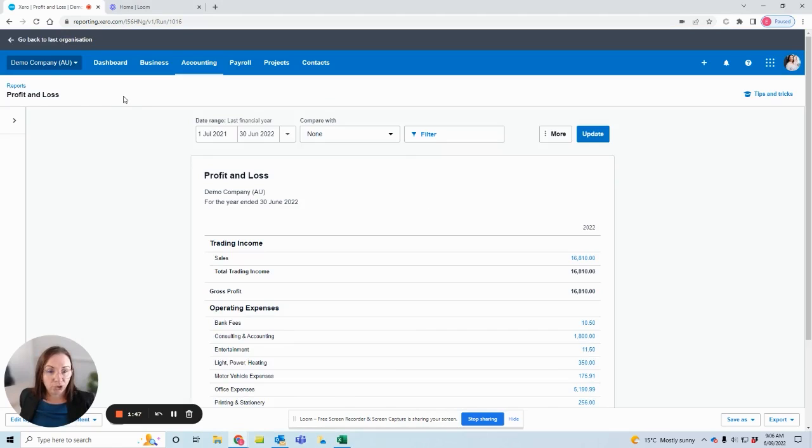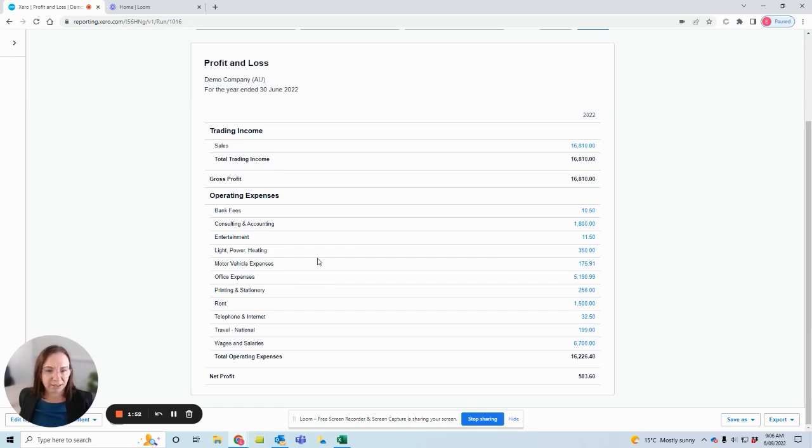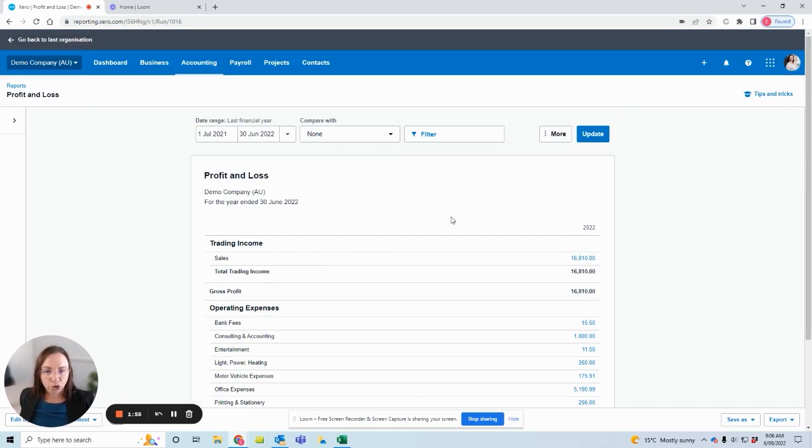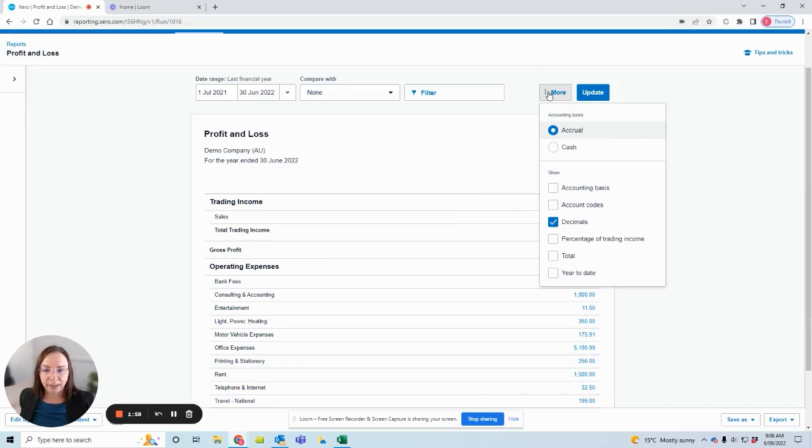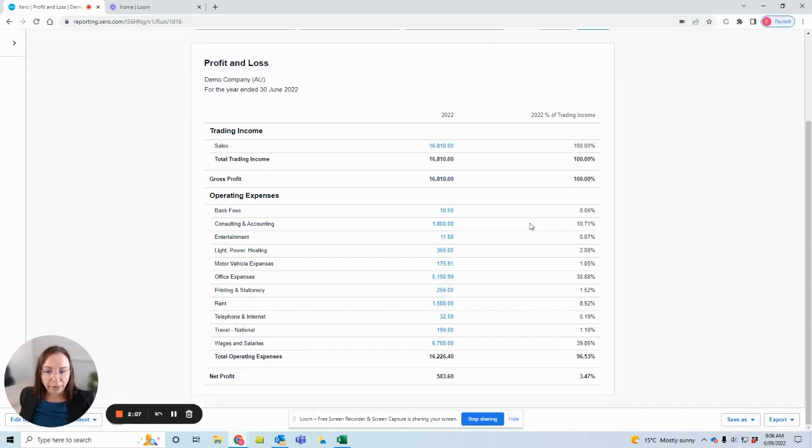So if you go and choose last year's profit and loss, this one's looking very, very lean, but we'll use it for this example anyway. So what you can do is actually click on this little more button in the corner and pop in there a percentage of trading. So if I hit update there, what that is going to do is give me percentages of what I spend based on the total revenue that I've made for the year. Now this is a really great way for you to know what kind of percentages, what kind of markups you should be doing on your products and services.